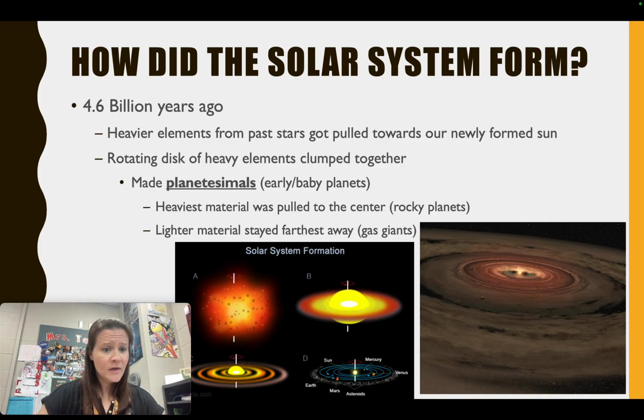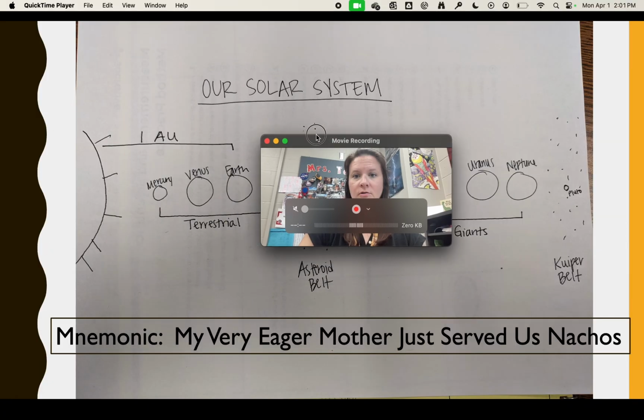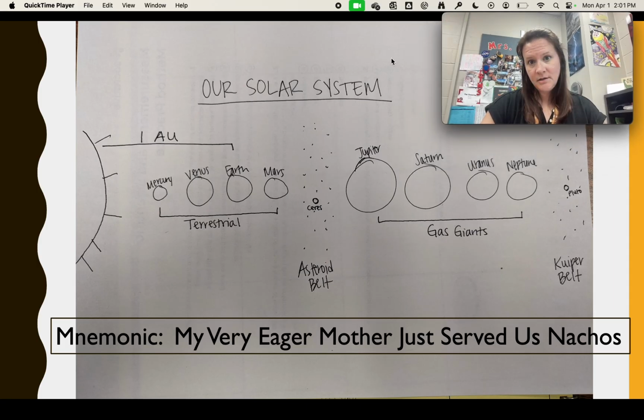Okay, very last, you do need this in your notes, so you'll need to draw this in your notebooks. It contains not only the order of the planets, but it also shows their groupings of the terrestrial versus the gas. It's added in the asteroid and the Kuiper belts with our dwarf planets. And then it shows you the AU.